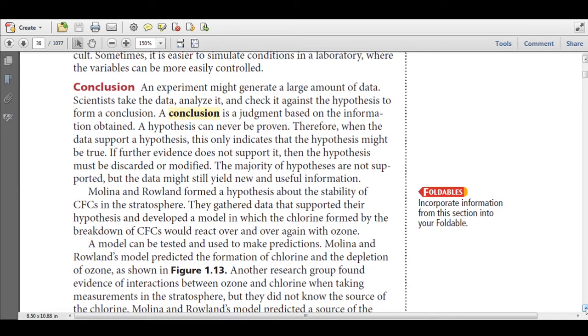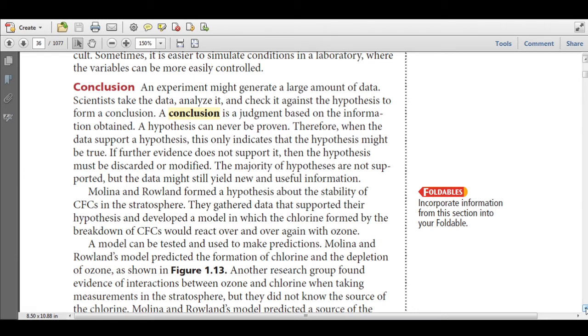An experiment might generate a large amount of data. Scientists take the data, analyze it, and check it against the hypothesis to form a conclusion. A conclusion is a judgment based on the information obtained. A hypothesis can never be proven. Therefore, when the data supports a hypothesis, this only indicates that the hypothesis might be true. If further evidence does not support it, then the hypothesis must be discarded or modified. The majority of hypotheses are not supported, but the data might still yield new and useful information.